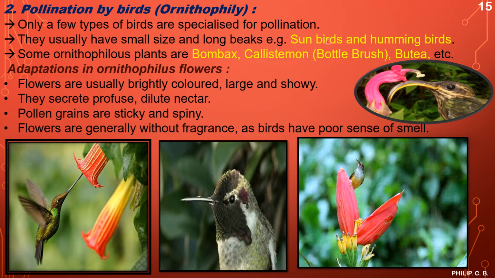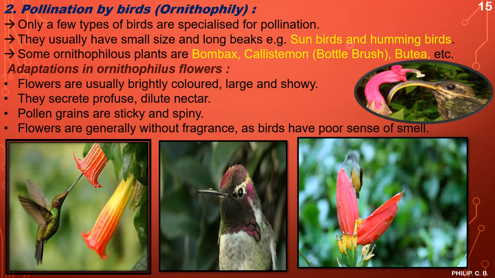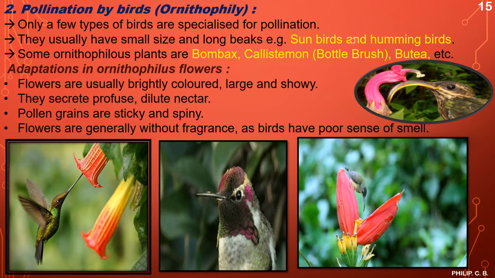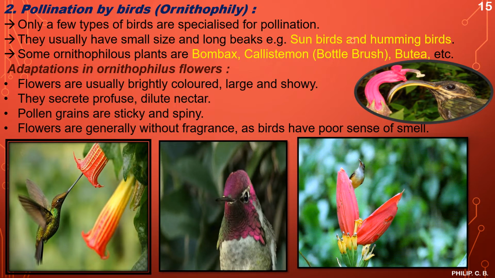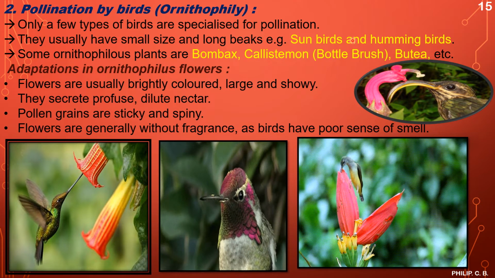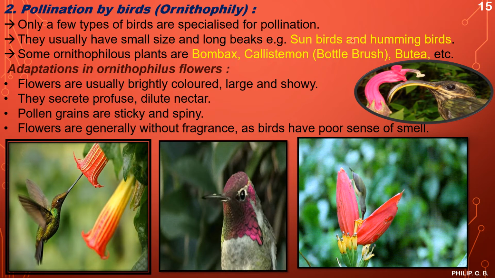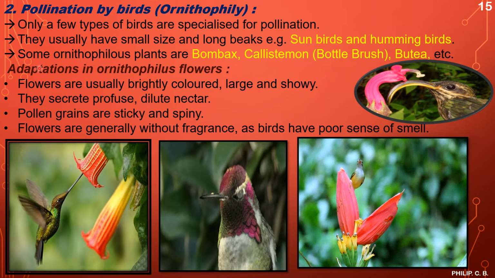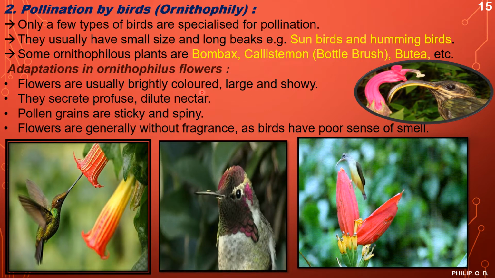Examples are sunbirds and hummingbirds. If I just give an added example over here, in the early morning, if there are trees around your society or building, we can find these hummingbirds and sunbirds usually visiting the flowering plants. And for identification, the hummingbird has a pointed long beak, whereas sunbirds usually have a slightly curved beak, as you can see in this image. Then some ornithophilous plants are Bombax, Callistemon, that is bottlebrush, Butea, etc.